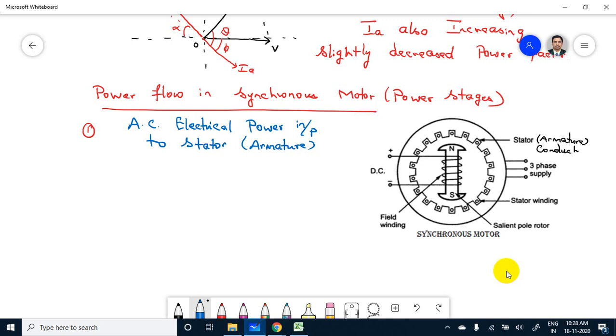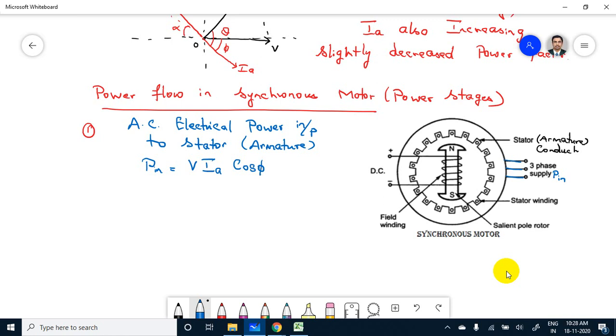The notation for this input, 3-phase. This is my input, P in. Okay, we are taking P in. So the formula, P in equal to, general formula, P in equal to V I A, voltage into armature current, into power factor, cos phi.